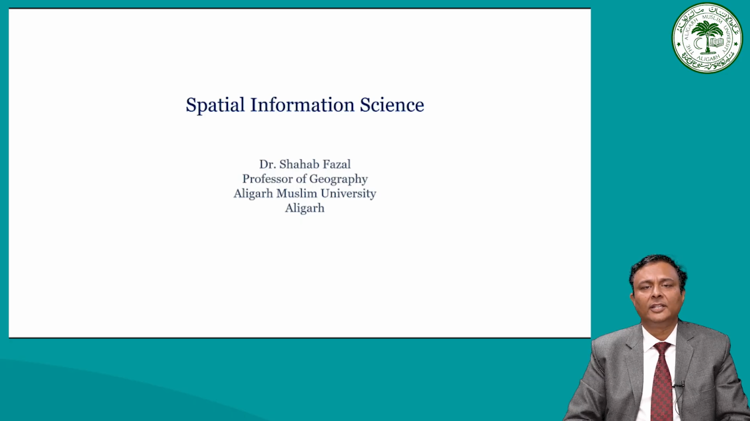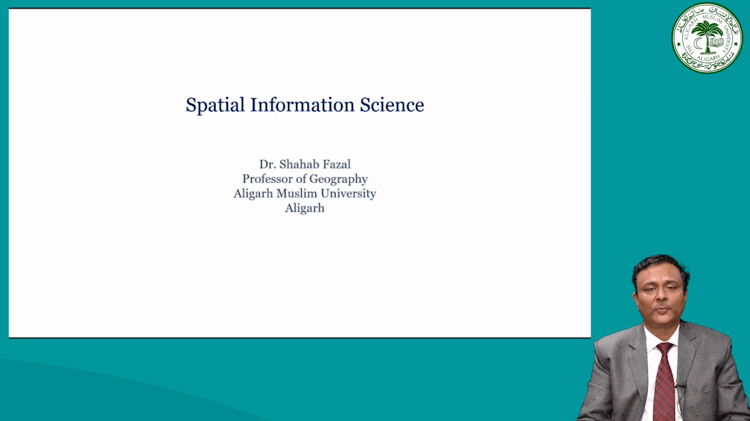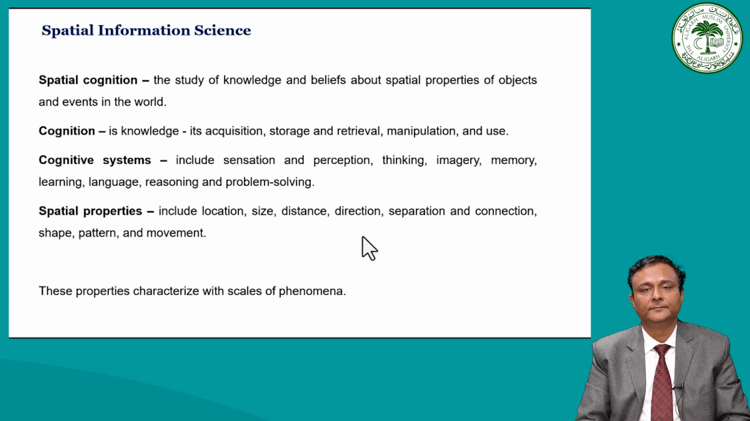So previously we discussed the human cognition of spatial information. Now we intend to look more specifically into spatial cognition with sensing and perceiving the real world. Spatial cognition concerns the study of knowledge and beliefs about spatial properties of objects and events in the world. Cognition is about knowledge, its acquisition, storage and retrieval, or even manipulation, and use by humans and also by non-humans like animals, and in modern day the intelligent machines.